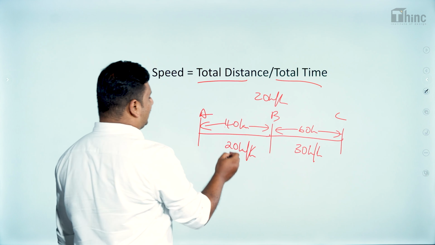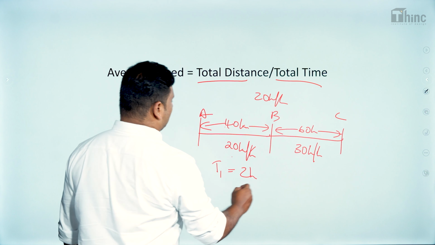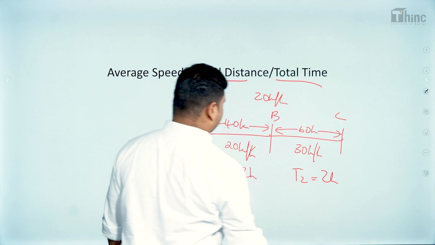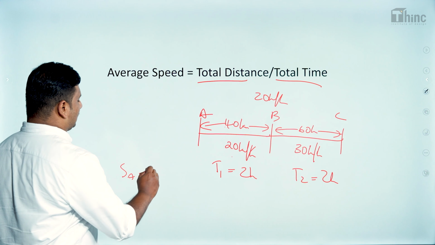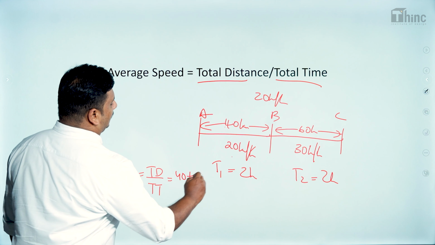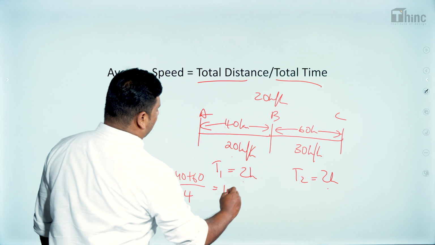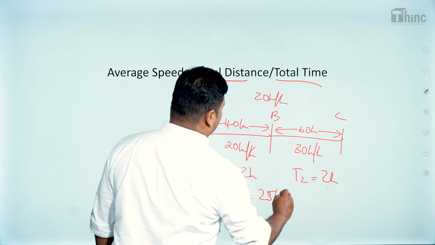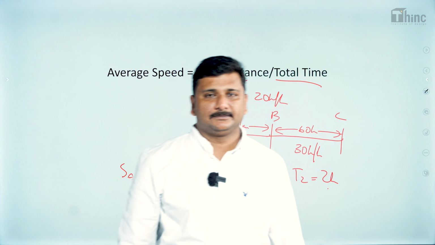So initially he moves 40 at a speed of 20, so the time taken in the initial stretch is 40 by 20, 2 hours, right? Distance by speed. In the second stretch it is 60 by 30, 2 hours. So average speed is total distance by total time. What is the total distance? 40 plus 60, that is 100. And what is the total time taken? 2 hours plus 2 hours, which is 4 hours. So total distance by total time will be 100 by 4, which is 25 kilometers per hour. So 25 kilometers per hour will be the average speed.